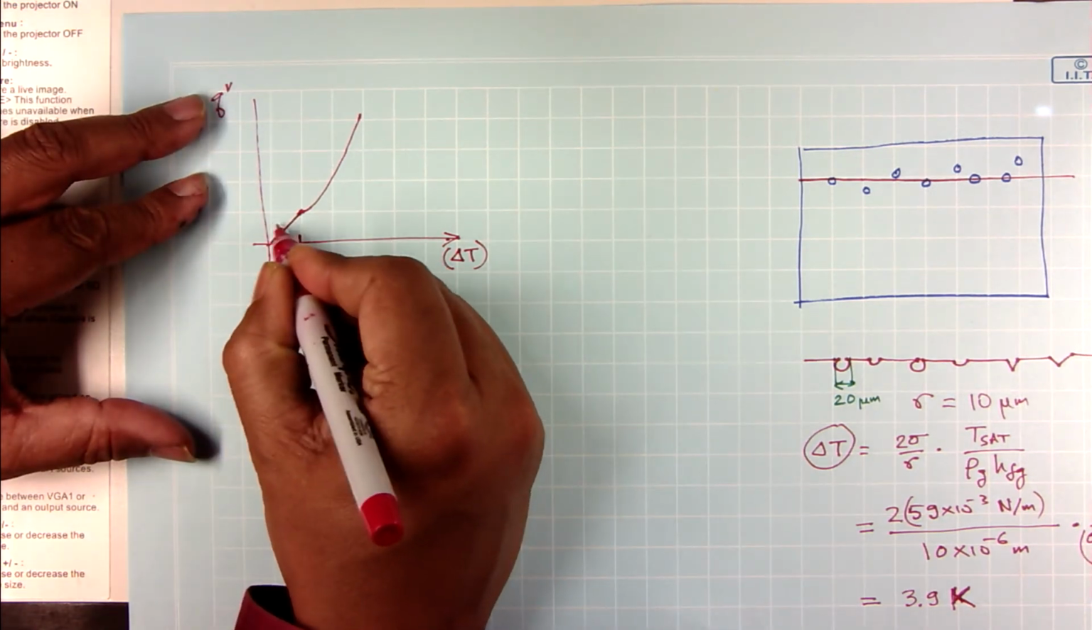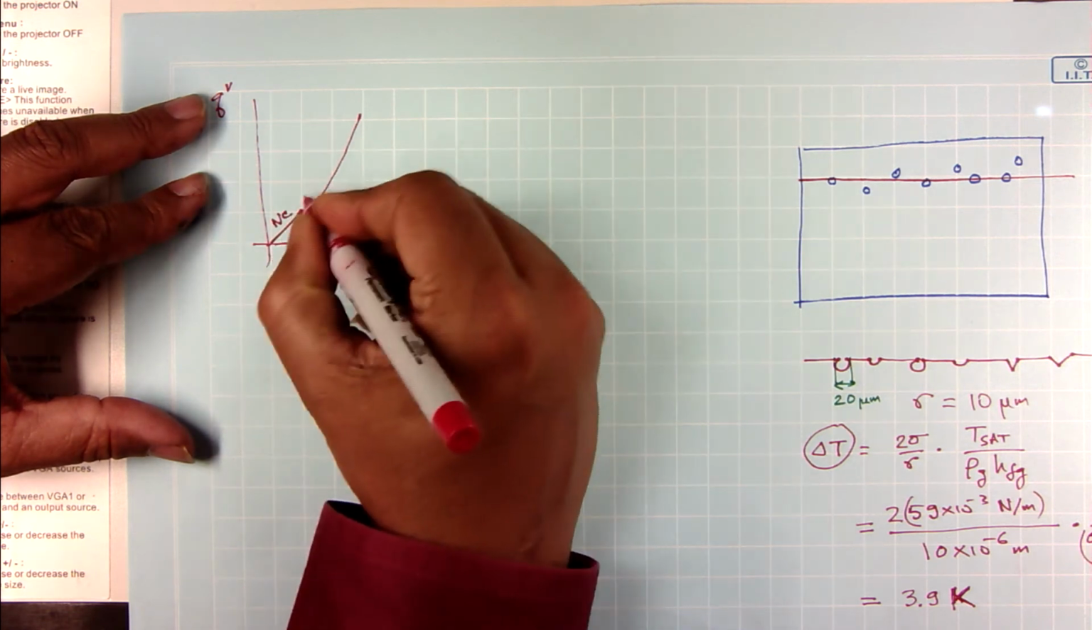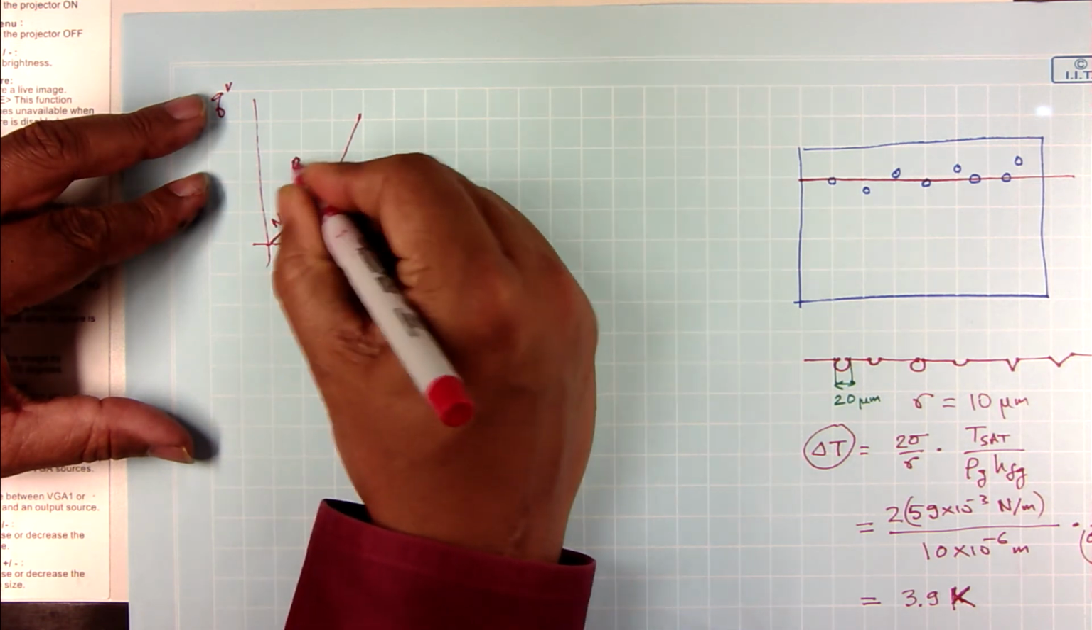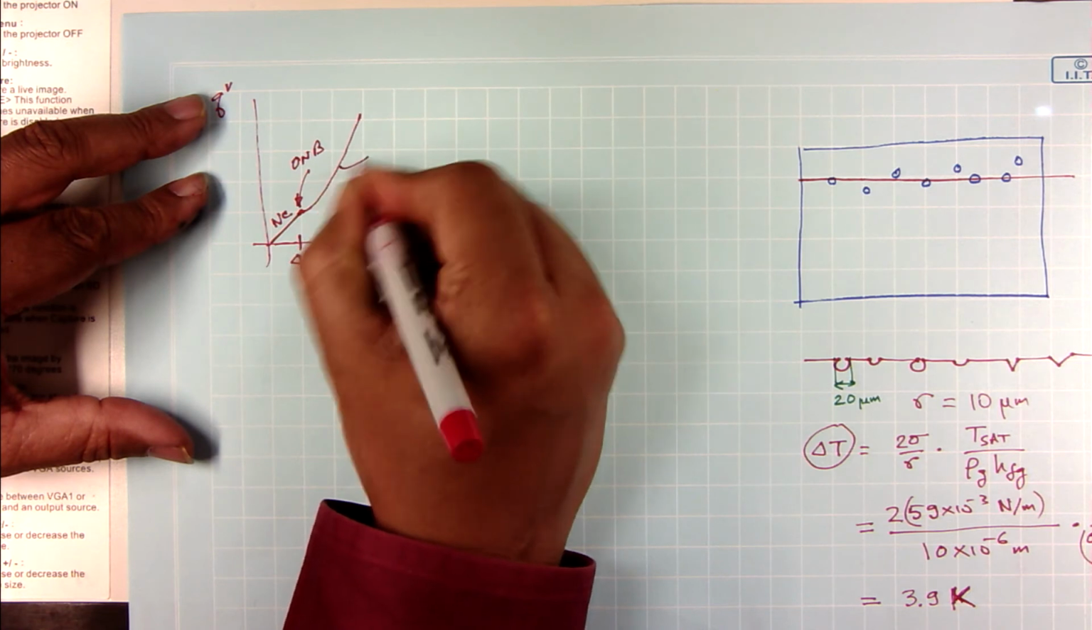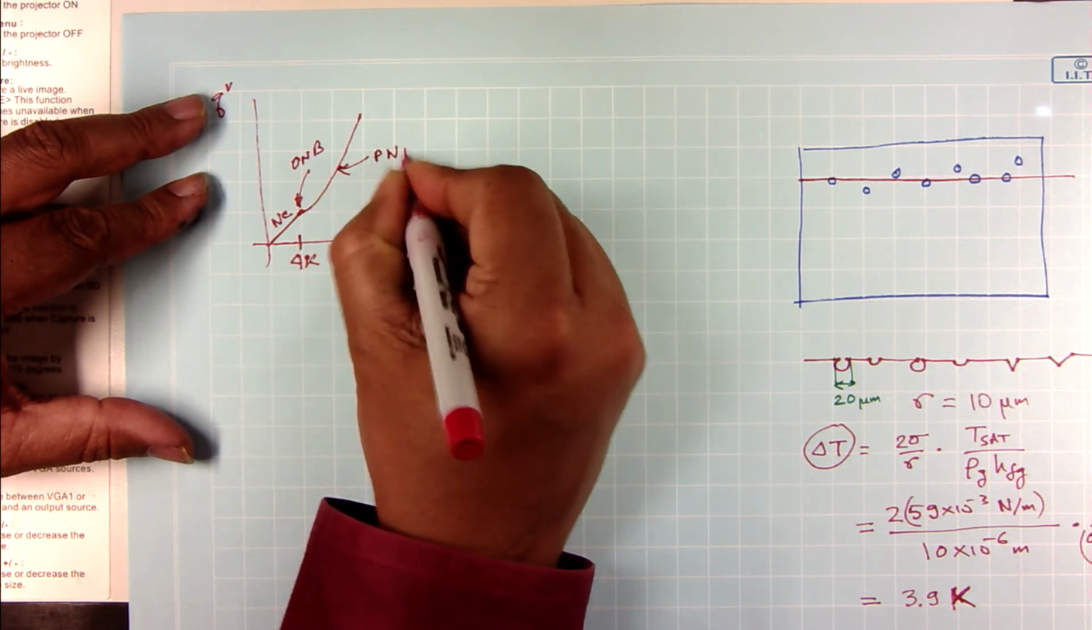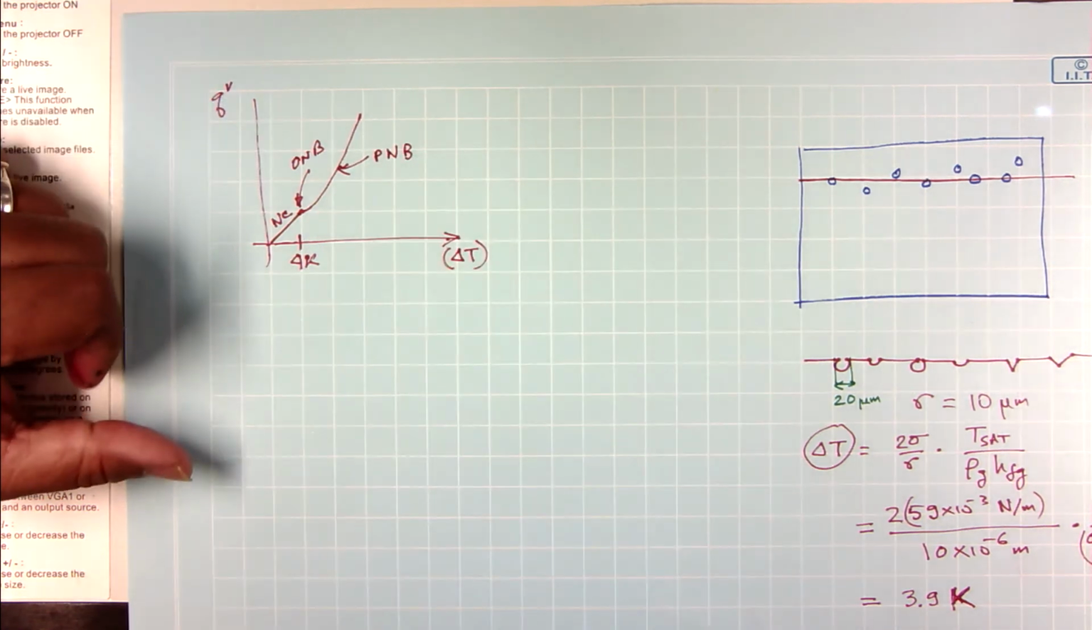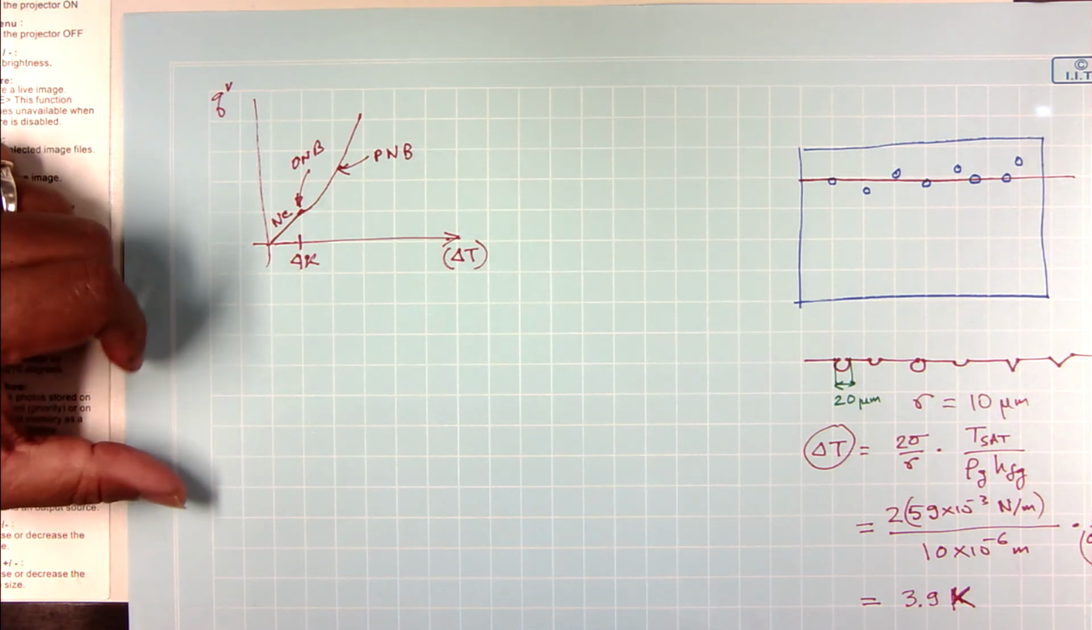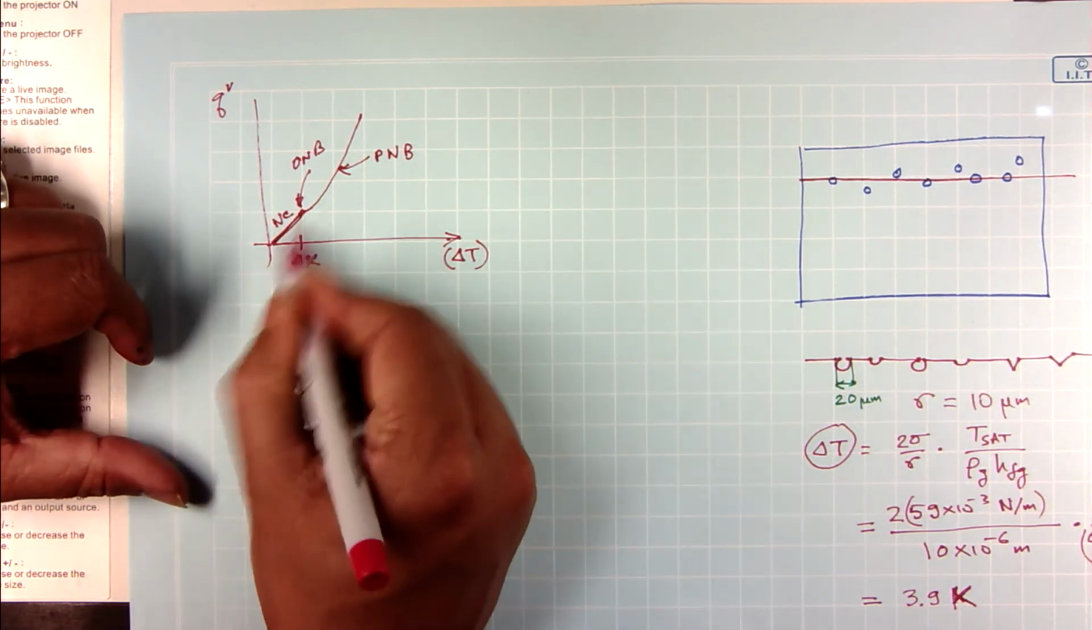Okay. So, I will be in the natural convection part here. This one will be my onset of nucleate boiling, and then I will have partial nucleate boiling at a higher superheat. Now, the question is how much is my heat transfer when I have natural convection?